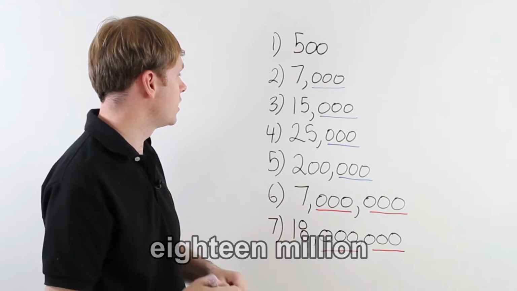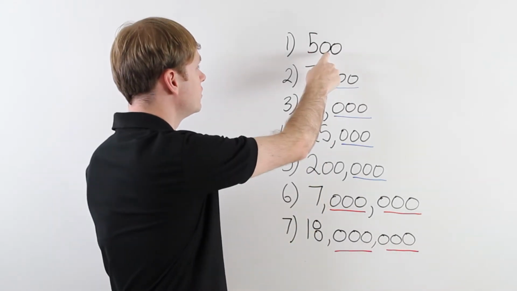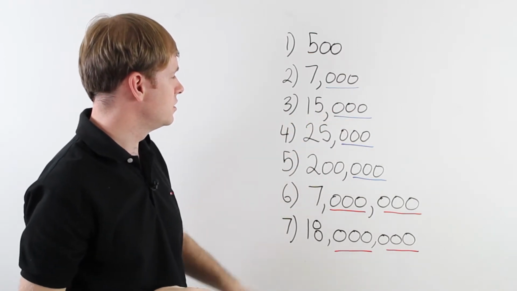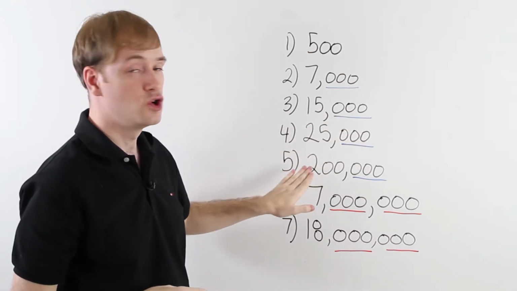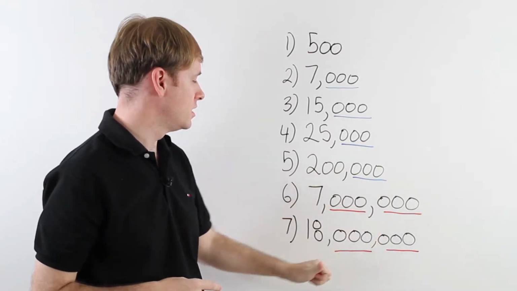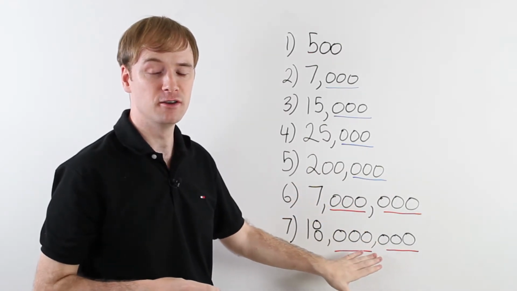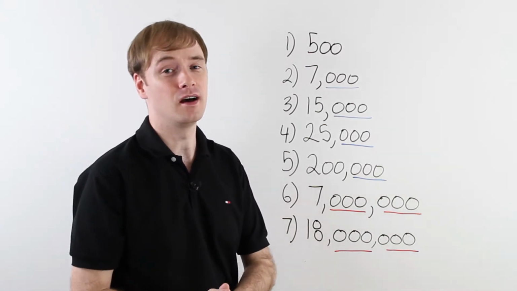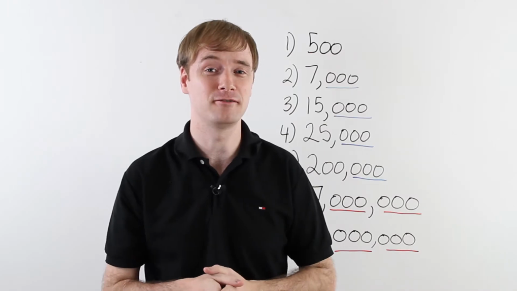Okay, so one more time. 500, 7,000, 15,000, 25,000, 200,000, 7 million, 18 million. Do you understand? I hope so. Let's try a test right now.